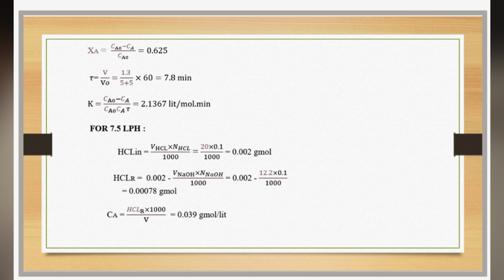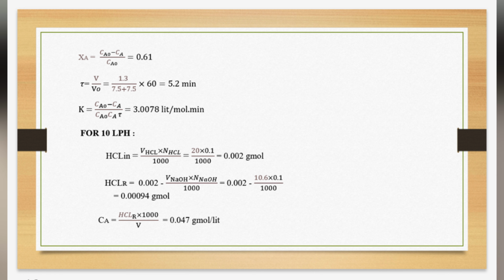For this value of HCl reacted, the concentration is calculated, which is 0.039 gram mole per liter. The conversion is calculated. The mean residence time is also calculated for 7.5 lph, which comes out to be 5.2 minutes. And from these values, the value of rate constant K is calculated, which is 3.0078 liter per mole minute.